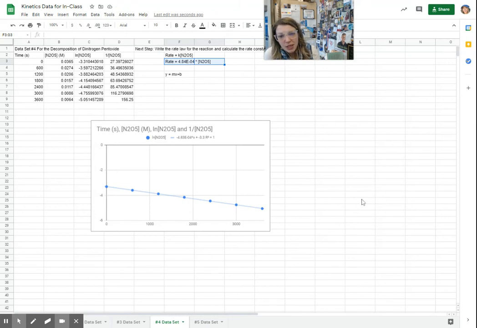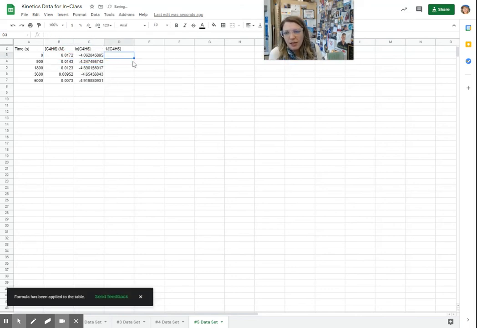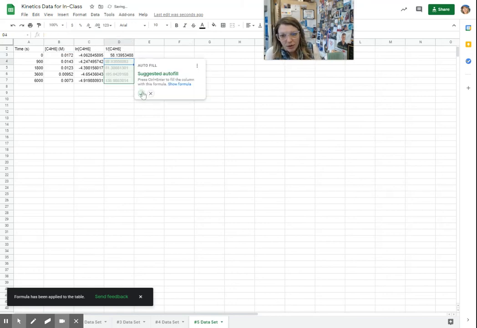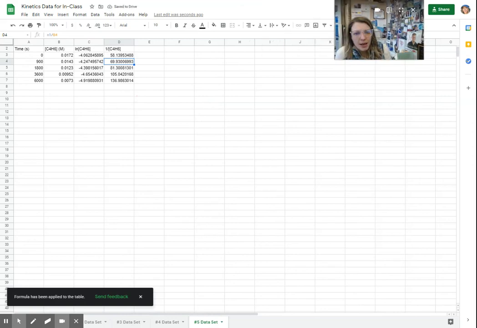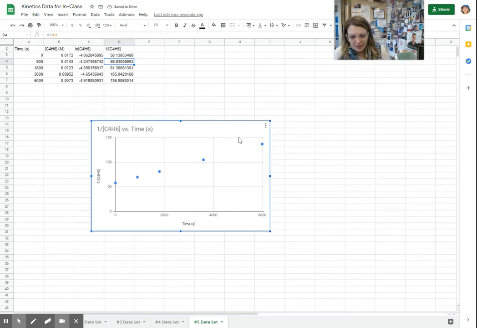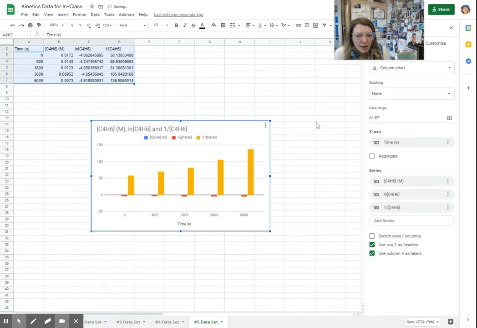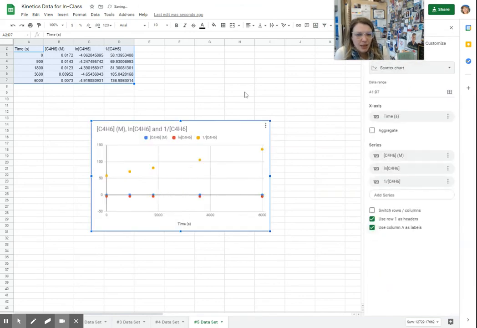Okay, let's try this on another data set just to see how we're doing. This is data set 5, and we need to do the same thing. ln of that data, enter. Autofill, thank you. Equals 1 divided by that data set. Autofill for show. Now, chart. Oh, that was not good. Get rid of that chart. Let's highlight and make our chart out of everything. Again with the columns. Okay, we got our scatter.